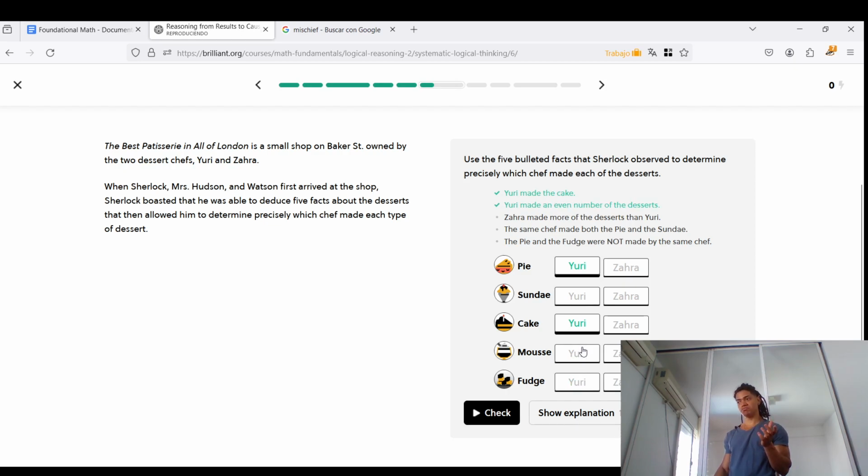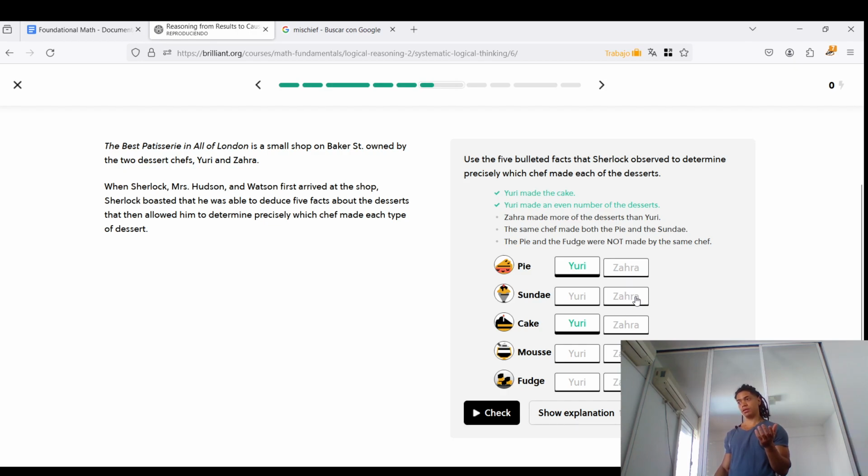Because after all, Yuri made an even number of desserts, 2 or 4, okay, and Sarah made more desserts than Judy, okay, so it can be 3 or all of them, okay, so we can say, hey, it does all of them.